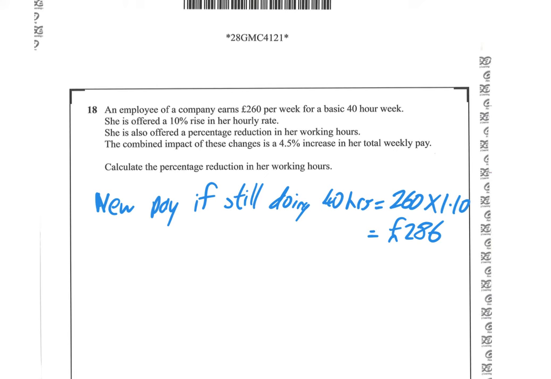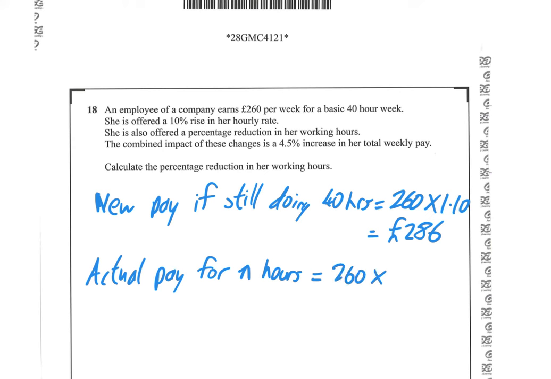Okay, now she doesn't get paid that because she doesn't work those 40 hours, so she's going to get a reduction. Okay, her actual pay for, and I don't know how many hours it is she's working, I'm going to say for n hours, is equal to, so it was a 260.